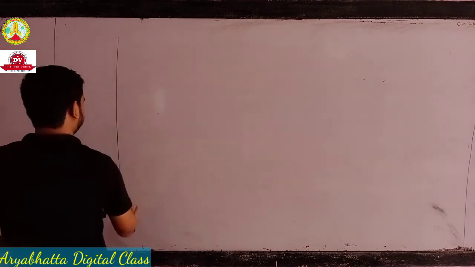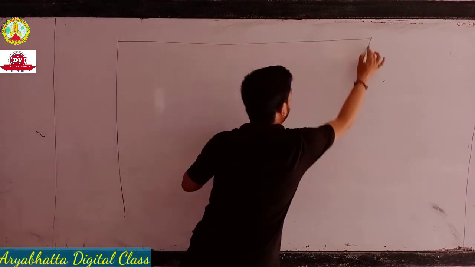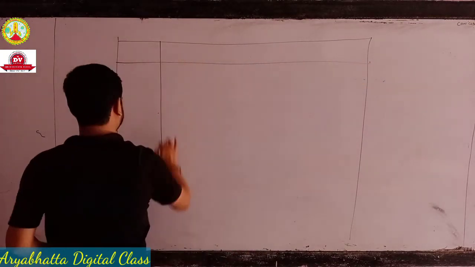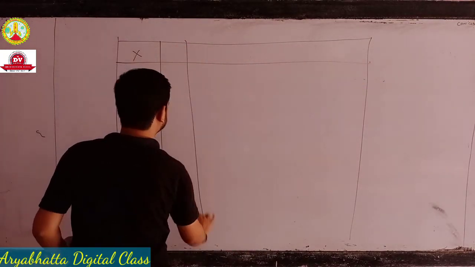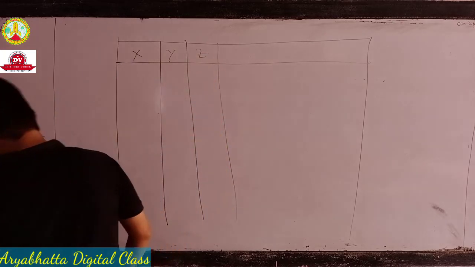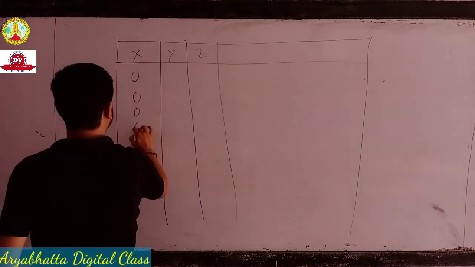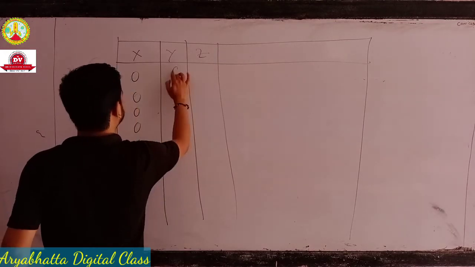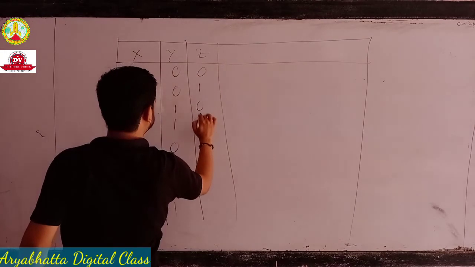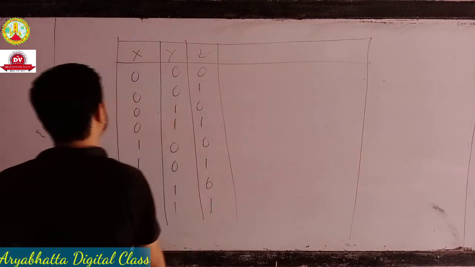So there are 3 variables x, y, z. So how many possible rows? 8 rows, 2 to the power 3 is 8. Okay. x, y, z. We write it as 0, 0, 0, 0, 1, 1, 1, 1; 0, 0, 1, 1, 0, 0, 1, 1; 0, 1, 0, 1, 0, 1, 0, 1.